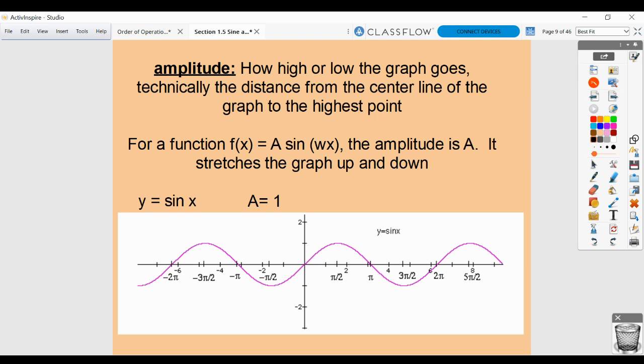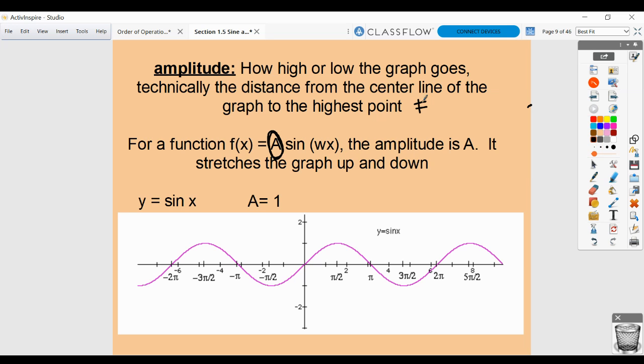Okay, so amplitude is one thing that we have to find before we do anything. So this should be the very first thing you find in your graph. It's how high or how low the graph goes. Technically, it's the distance from the center line of the graph. So whenever you have the function f of x equals a sine wx, the amplitude is a. It's always that number in front of the function.